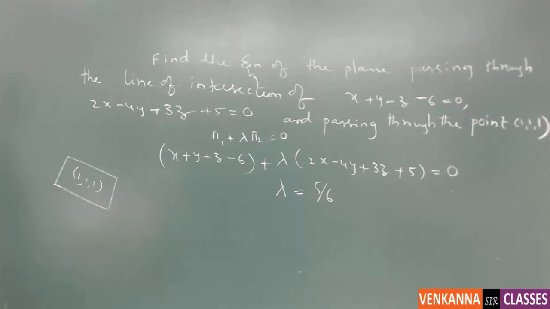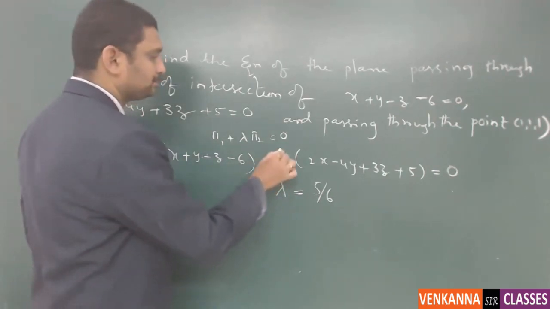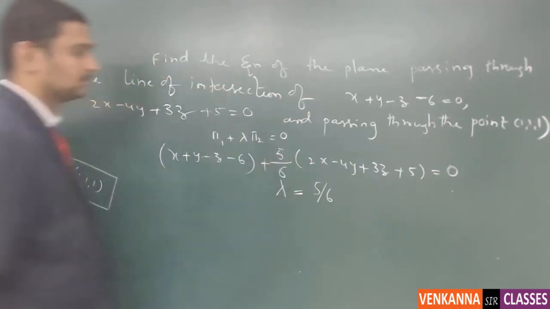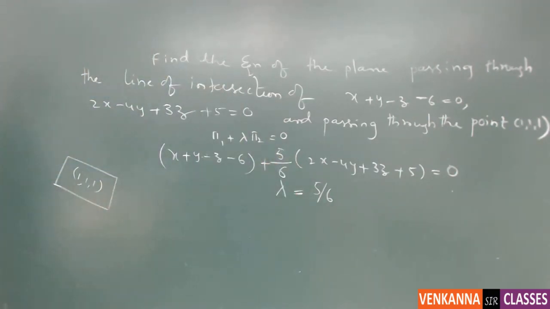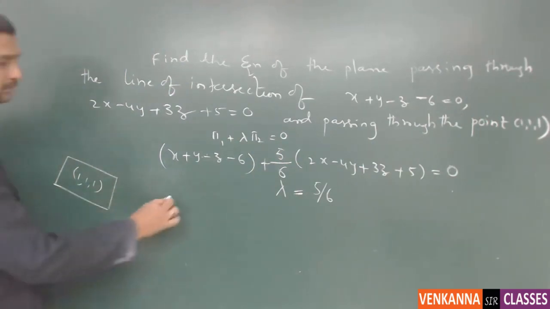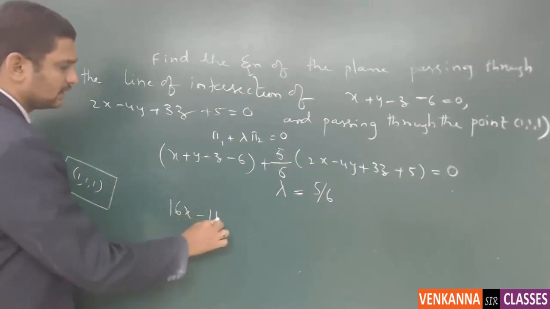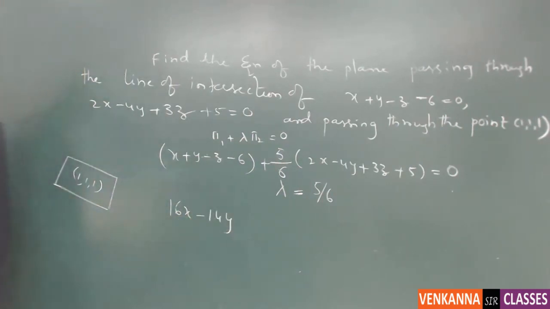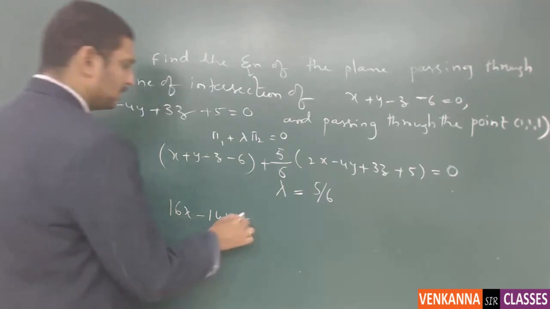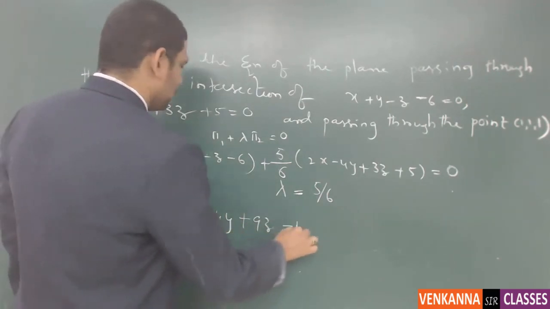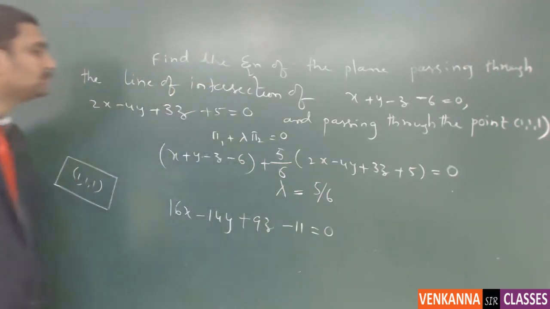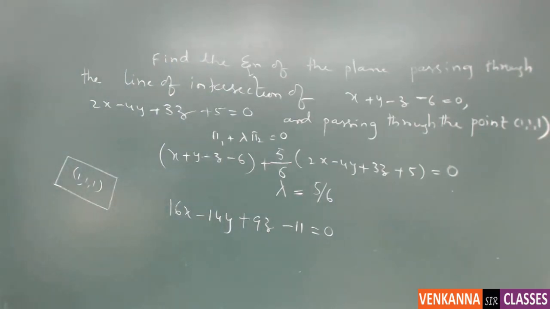So substituting lambda value here, you can simplify the plane equation. So you are going to get it as 16x minus 14y plus 9z minus 11 equal to 0. So please check on that.